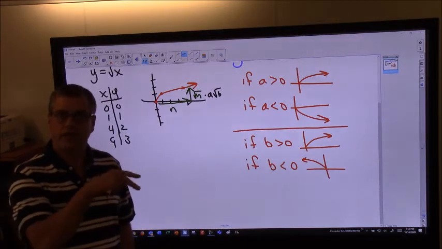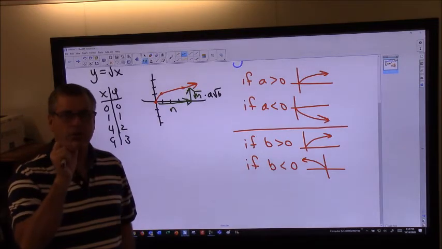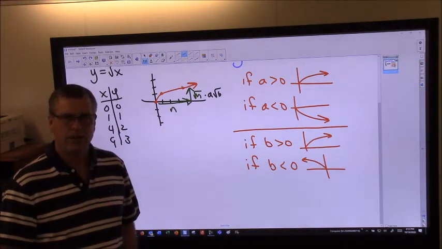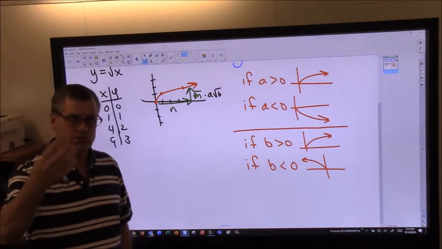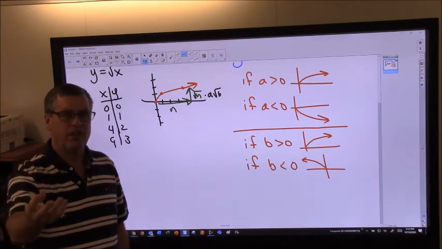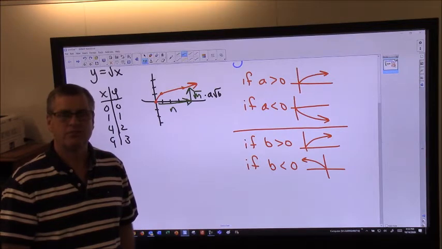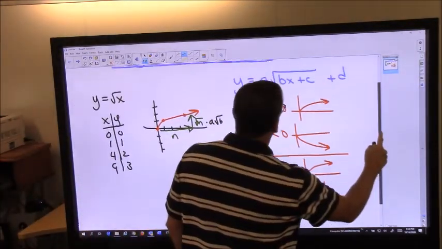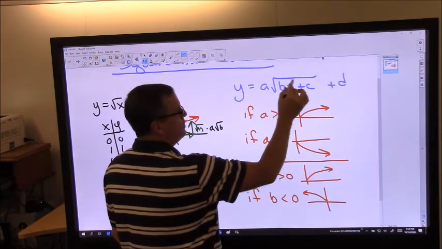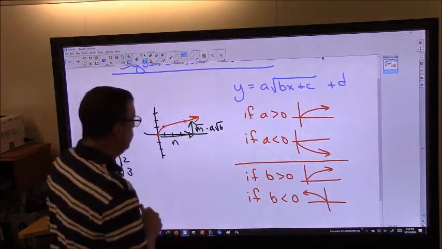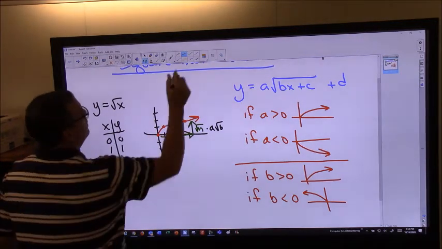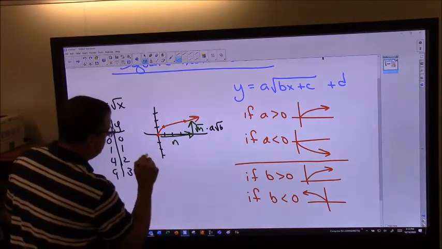Well, remember, I told you guys with the parabola, I said, I'm always going to ask you, where do you think this key point would be located? And what you guys would then say is negative c over b comma d. Right? As I write this down, whatever's inside the grouping symbol tells me what the x-coordinate is for my starting point here. So let's just draw this.